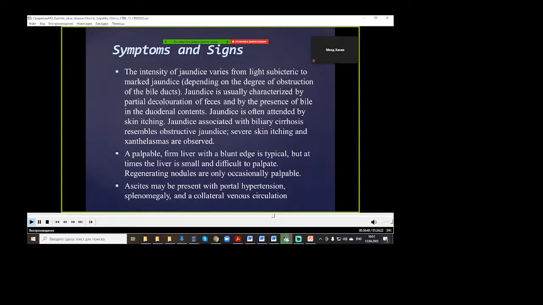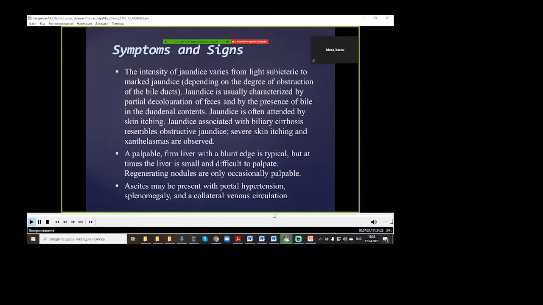On liver palpation, the liver is firm and palpable with a blunt edge, but at times the liver is small and difficult to palpate. Regenerating nodules may occasionally be palpable.